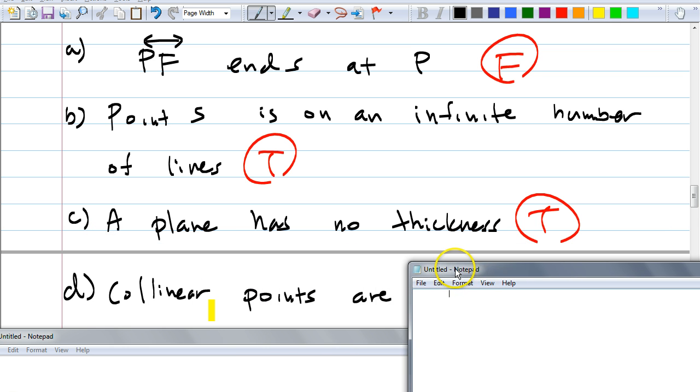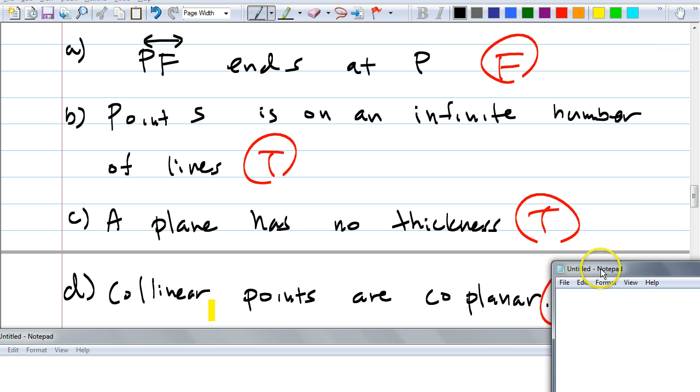Collinear points are coplanar. True or false? This one I want you to think with your groups. I'll give you some time. Go ahead and talk to your group, and I want you to come up with the correct answer. Go ahead. I'll give you time. What do you think? True or false, guys?